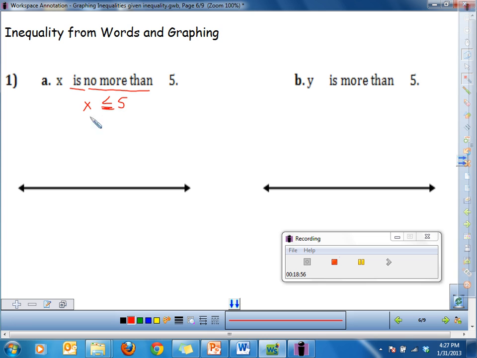And the reason is, think of it like this. If I said that I can have no more than 30 kids in my classroom, I could have 30, but I cannot have more than that. So I have to have less than that. I have x is less than or equal to 5. It says less than or equal to, so I know that I want to use a solid dot.